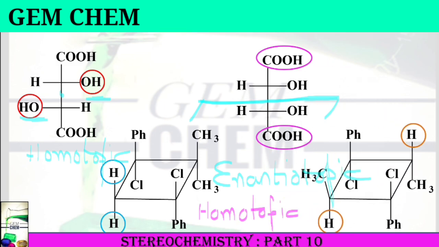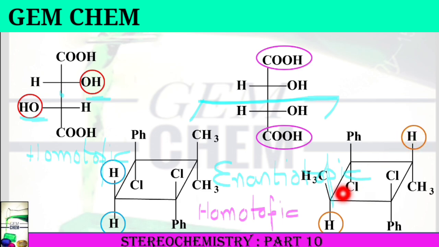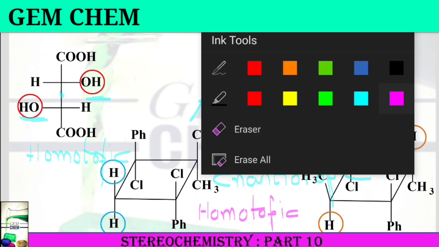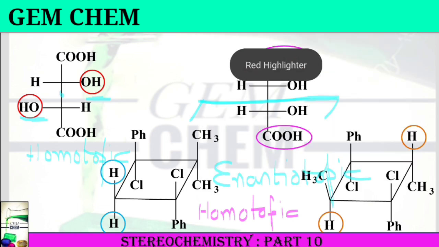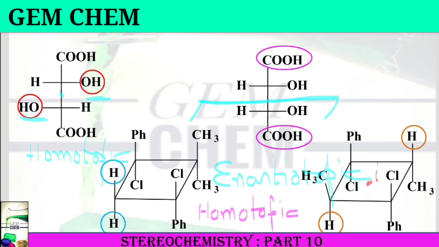Another one will be this one, where you can see the 2 hydrogens are present, and here they are interchangeable by the center of inversion i present in between. So here is the i. As you can see from this point, if you go this side and the back side, it is the same. Similarly from CH3, the back side will also be CH3. So this is also enantiotopic.